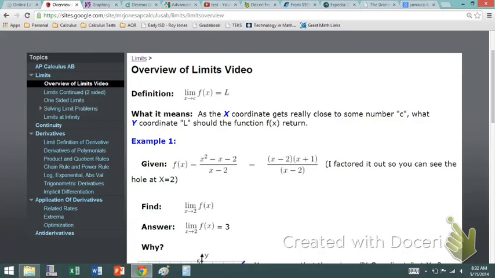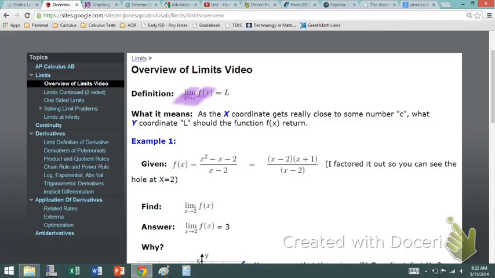Welcome to an overview of limits. Limits are very useful in calculus to talk about what happens to a function as x approaches some number. Now our formal definition is in front of you and it reads like this: what is the limit of some function f of x as x gets really close to some number?